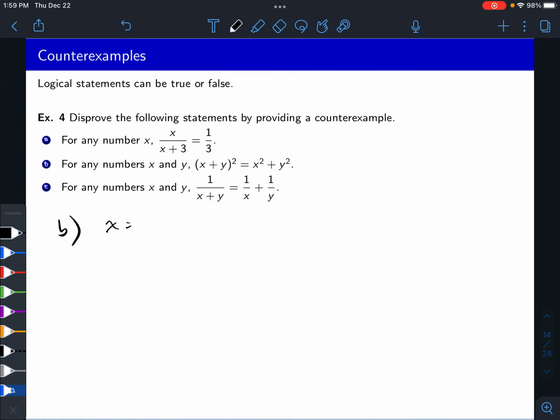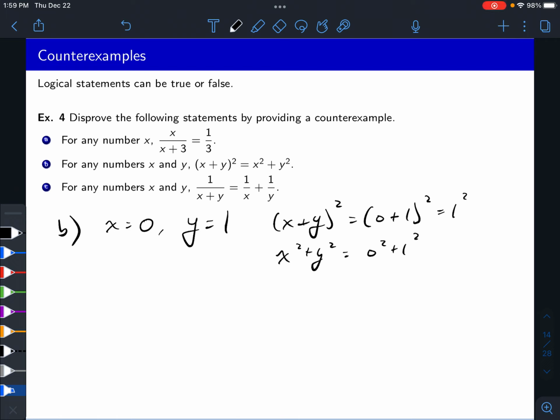So sometimes if you pick numbers and you do get that it works, that's okay. So (x plus y) squared in this case would be like (0 plus 1) squared. That's just equal to 1 squared. And then what is the right-hand side of our equation say? Well, x squared plus y squared here would be 0 squared plus 1 squared. That's equal to 0 plus 1. So 1 squared is equal to 1, 0 plus 1 is equal to 1. These two things are equal to each other.